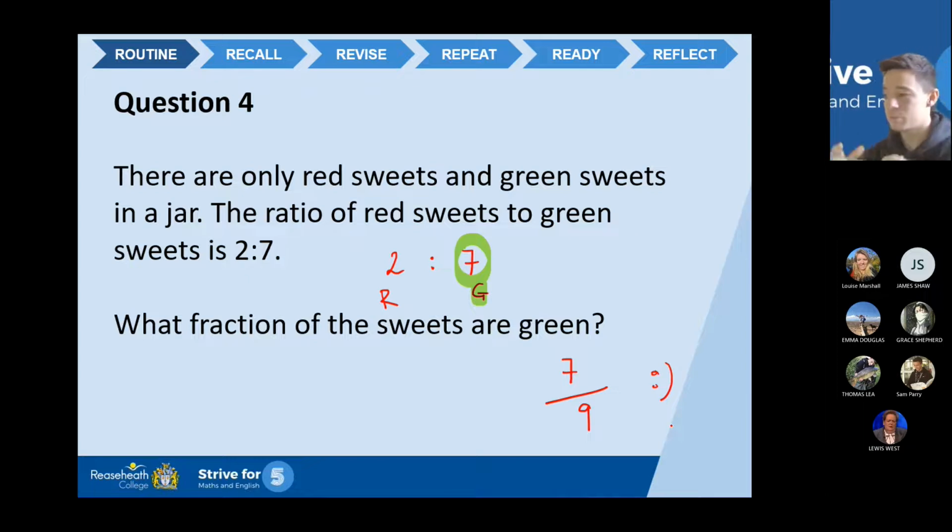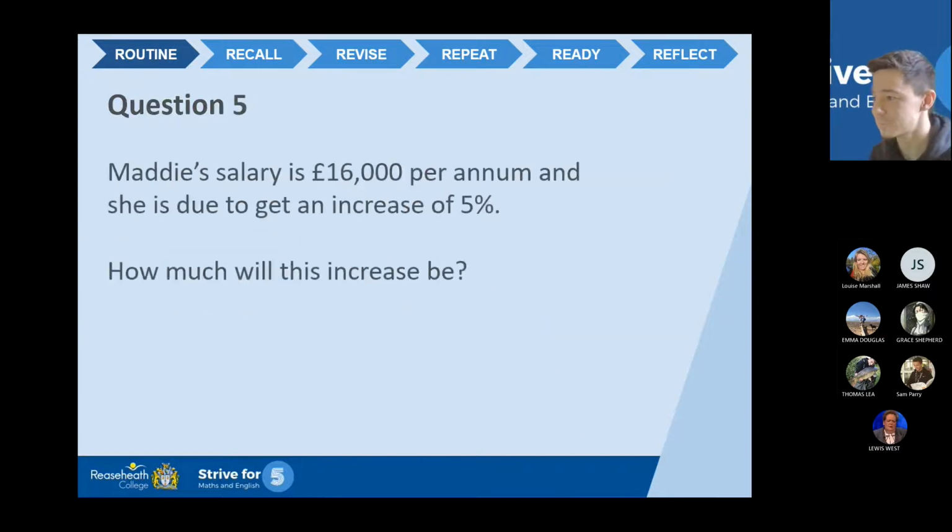There could be more than 9 sweets. There could be 18, 20, whatever there may be. But I know 7/9 of them are green, okay? So that's how we convert a ratio into a fraction. We put the totals together to get the total bottom number, and then we select the number we need to give us the top number, the numerator.